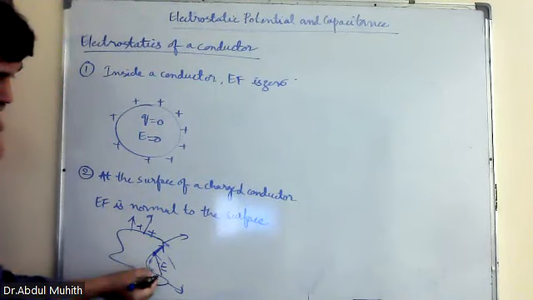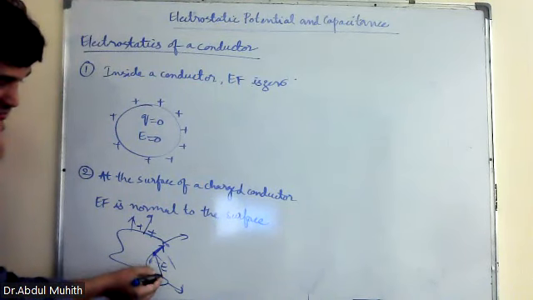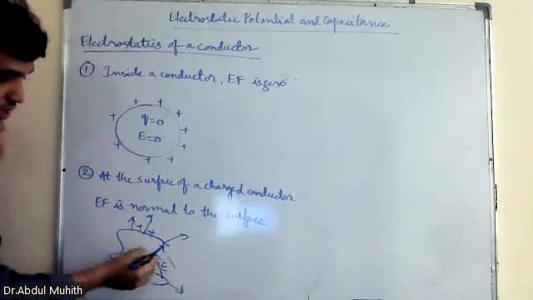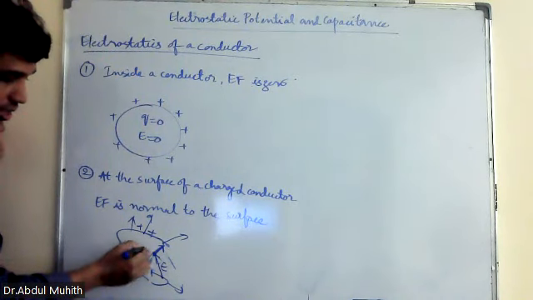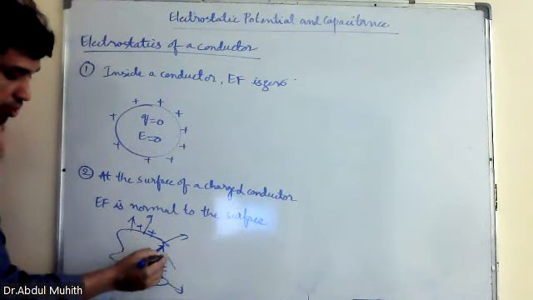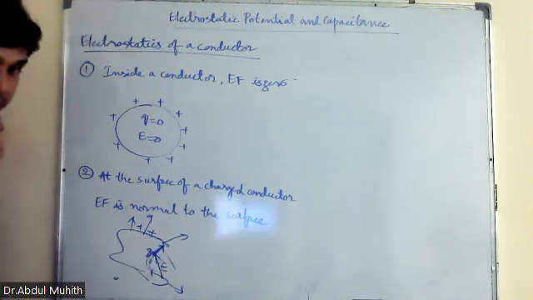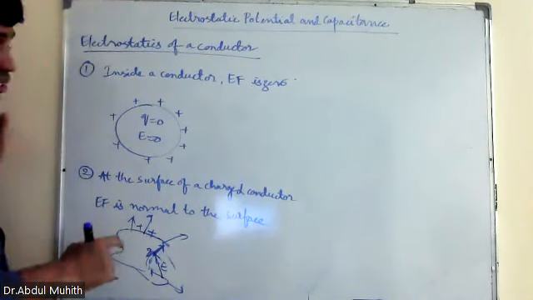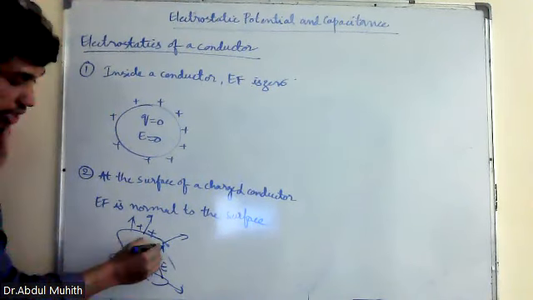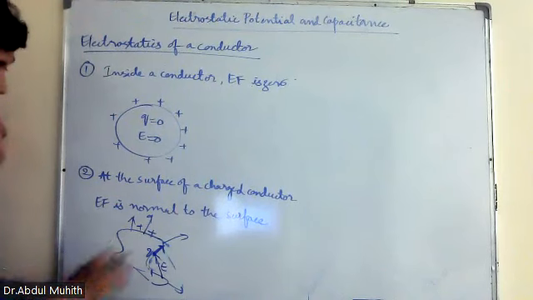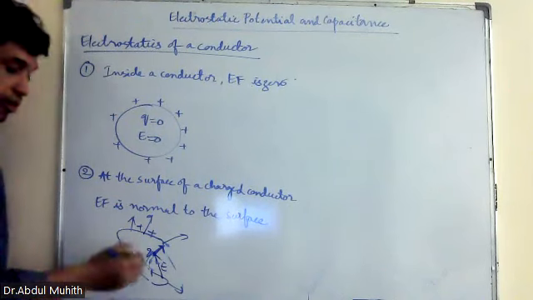Is that clear? Once again, if the electric field is not normal to the surface, it exerts a force on the charge, and the charge will move from one point to another point. That means there is some displacement of the charge. But in a static situation, there is no movement of the charge. Charge will not move from one place to another. So this is where it failed. That means our contradiction is wrong.